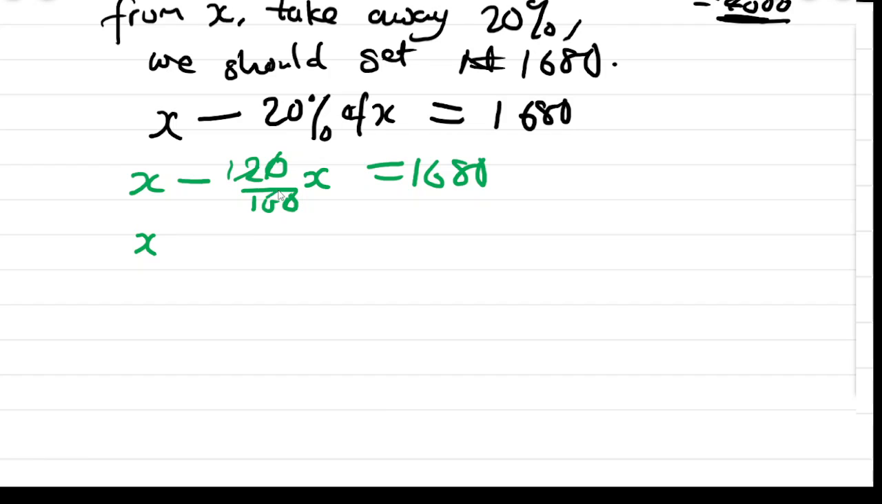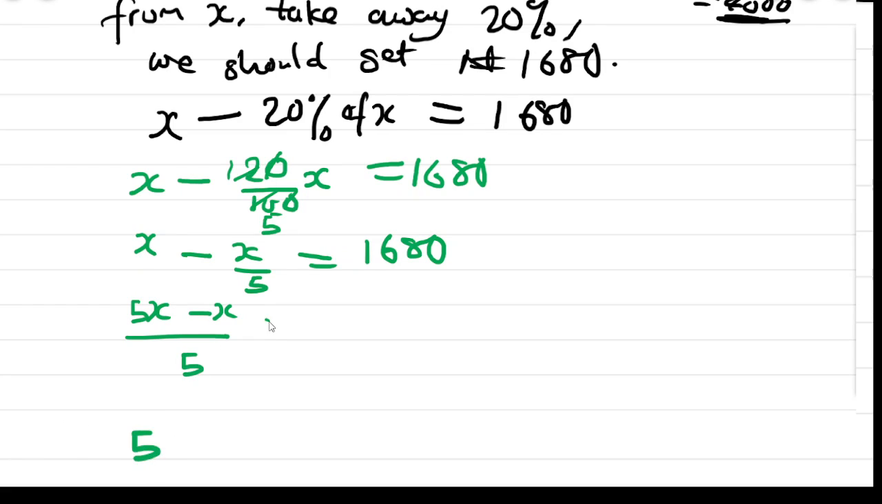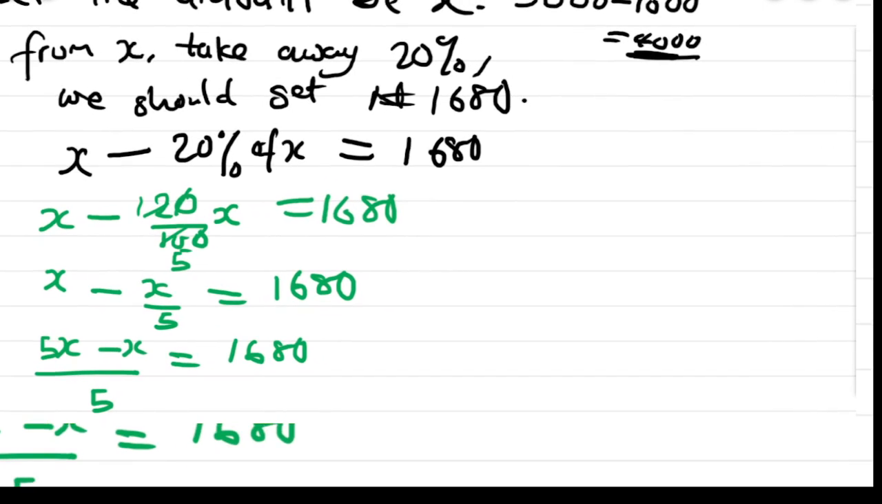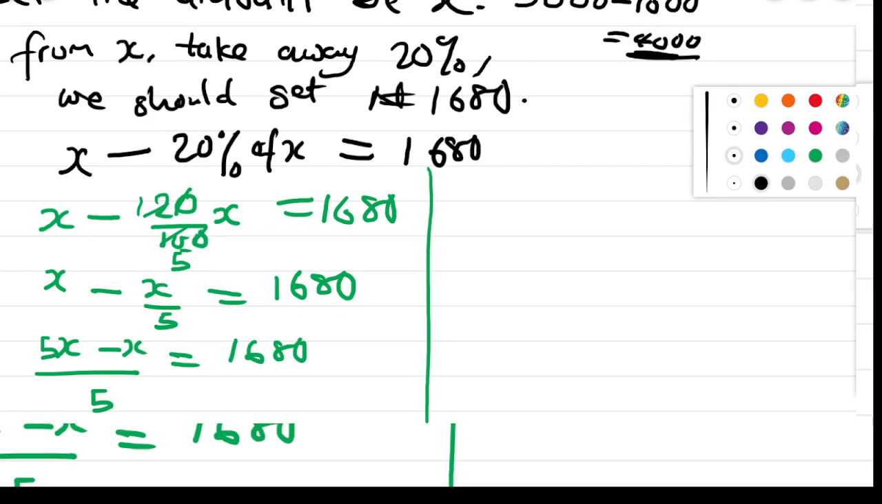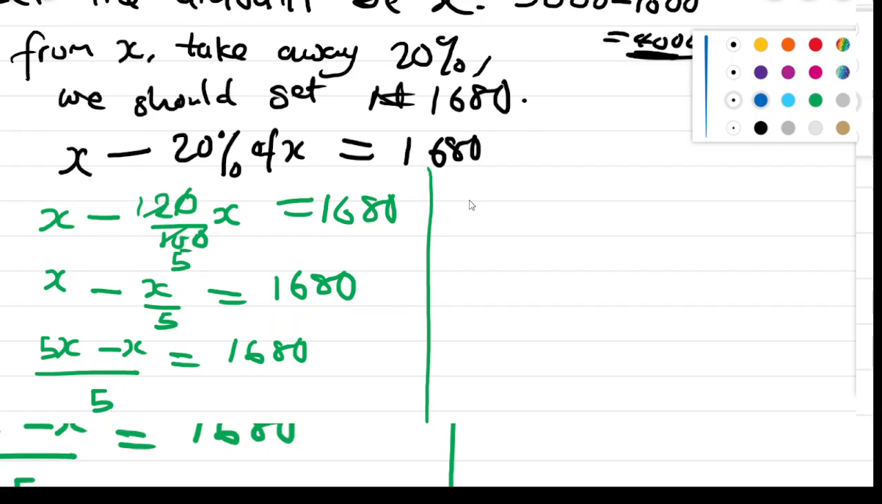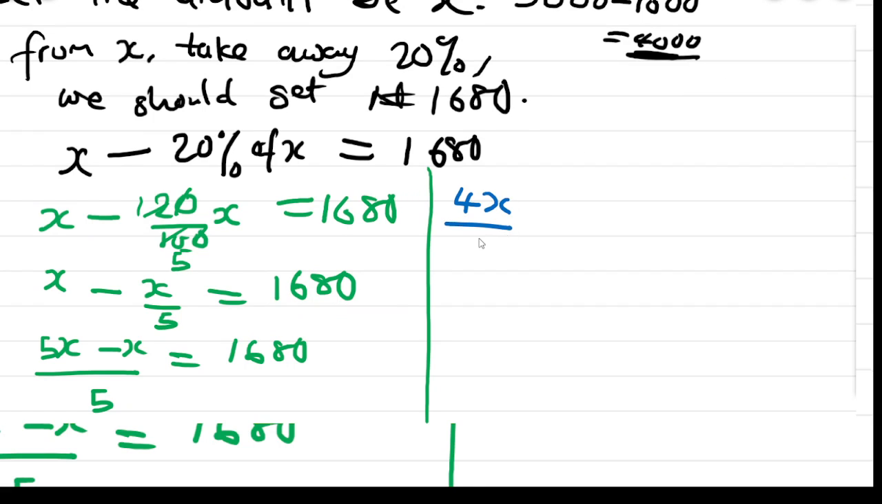2 here is 1, 2 here is 5. So this is X minus X over 5 is equal to 1680, or this is 5x minus x, so 5x minus x over 5 is 1680. Now what we'll do next is continue. So this is 4x over 5 is equal to 1680.